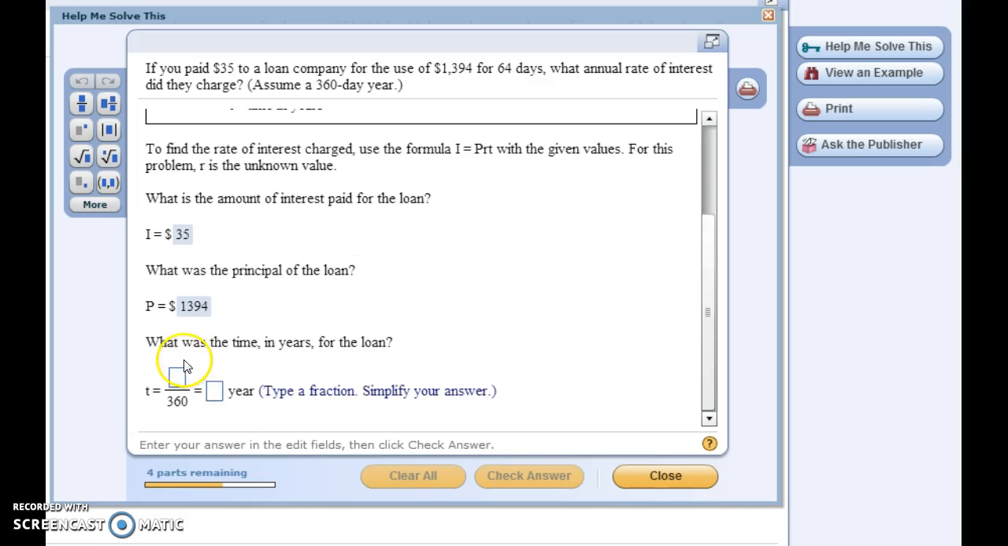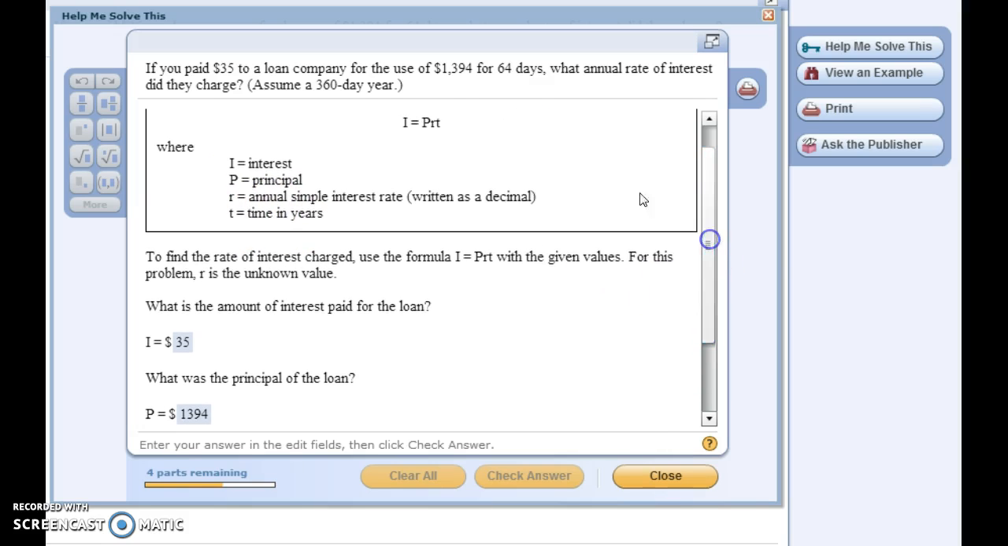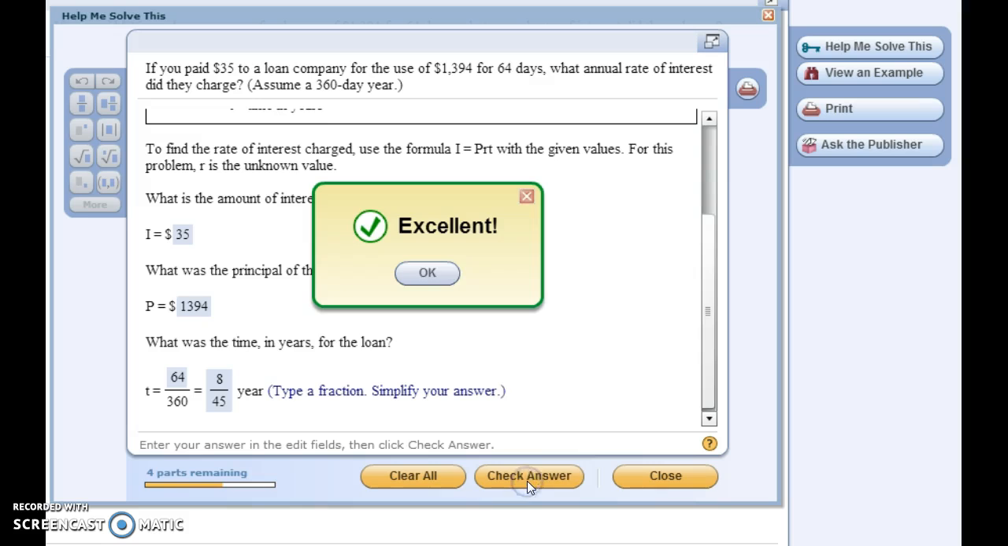And how long do they let us borrow it? Time should be in years. Time should be in years whenever you use the simple interest formula. And so we borrowed it for 64 days, which part of a year is it? That would be 64 out of the 360ths of a year. And if you want to reduce that, I think it comes out to 8 over 45.